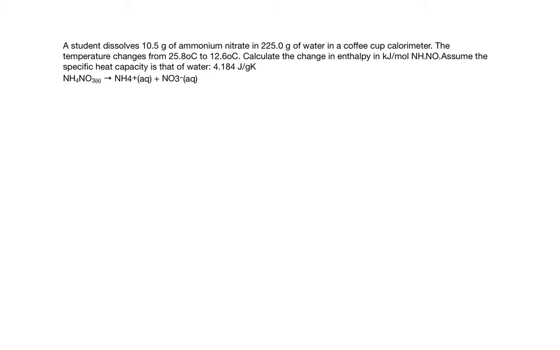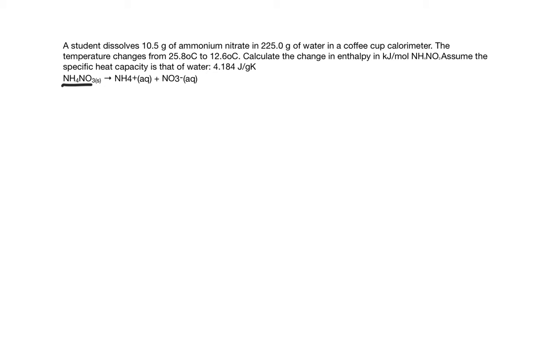In this example, a student dissolves 10.5 grams of ammonium nitrate in 225 grams of water in a coffee cup calorimeter. The temperature changes from 25.8 degrees to 12.6 degrees. Calculate the change in enthalpy in kilojoules per mole of ammonium nitrate. Assume the specific heat capacity is that of water, 4.184.